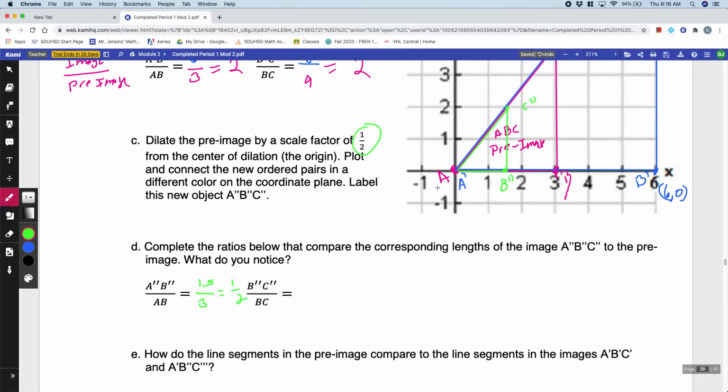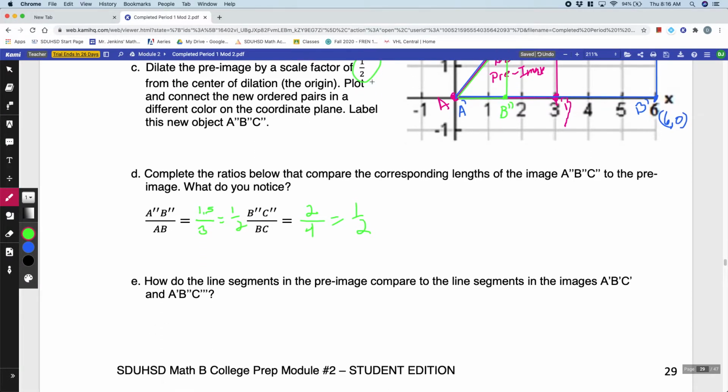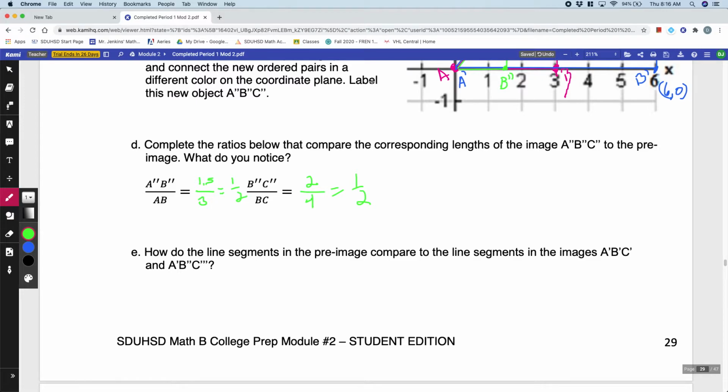Same idea now. I had BC, which was 1, 2. I went up 2 units. While originally, if we look at the pink, I went up 1, 2, 3, 4. And that would also reduce to 1/2, also matching my scale factor 1/2. So how do the line segments in the pre-image compare to the line segments of ABC and ABC prime?